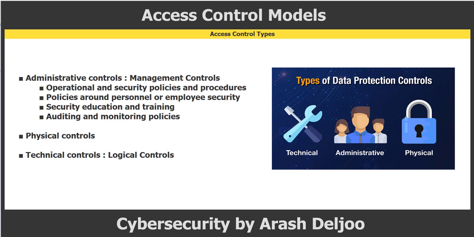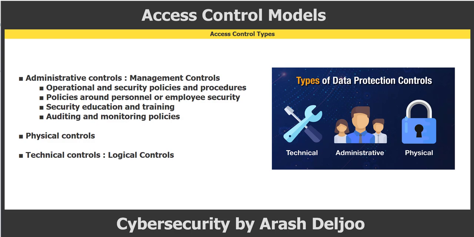Administrative controls are usually directly overseen by senior management. Administrative controls include the following subcategories. First, operational and security policies and procedures. This could include policies about change control, vulnerability management, information classification, product lifecycle management, and so on. Second, policies around personnel or employee security. This could include the level of clearance needed to access specific information, background checks on new hires, and so on.